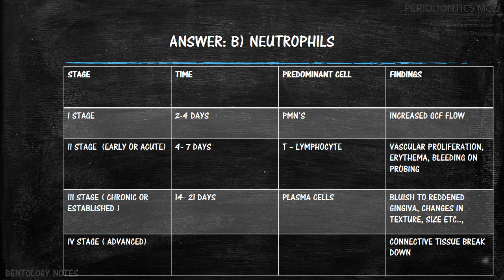Stage, time, predominant cell, findings. First stage, 2 to 4 days: PMNs, increased GCF flow. Second stage, early or acute, 4 to 7 days: T lymphocytes, vascular proliferation, erythema, bleeding on probing. Third stage, chronic or established, 14 to 21 days: plasma cells, bluish to reddened gingiva, changes in texture, size, etc. Fourth stage, advanced: connective tissue breakdown.